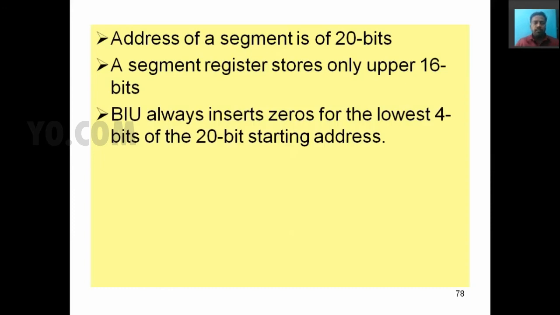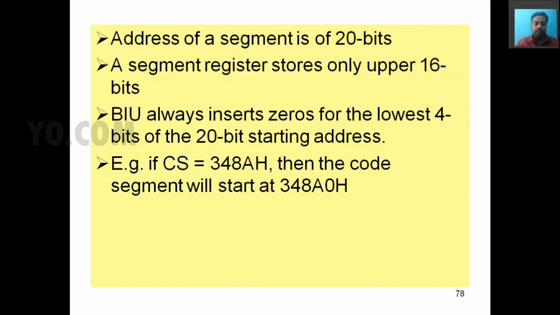So the bus interface unit always inserts zeros for the lowest 4 bits of the 20-bit starting address. That is an important thing. The address is 20 bits total length, but the segment register uses only 16 bits. So the lower 4 bits are 0, which gives a 20-bit address.